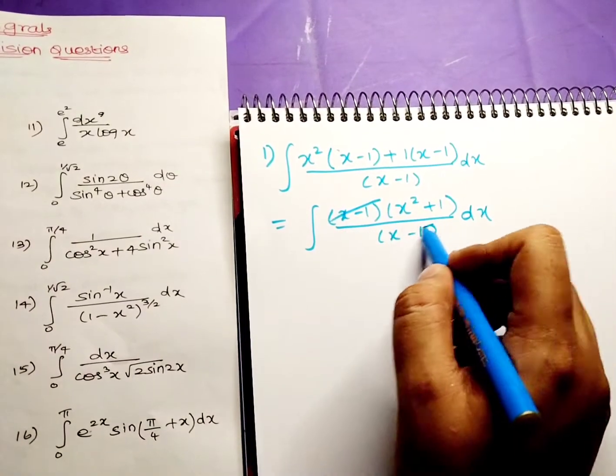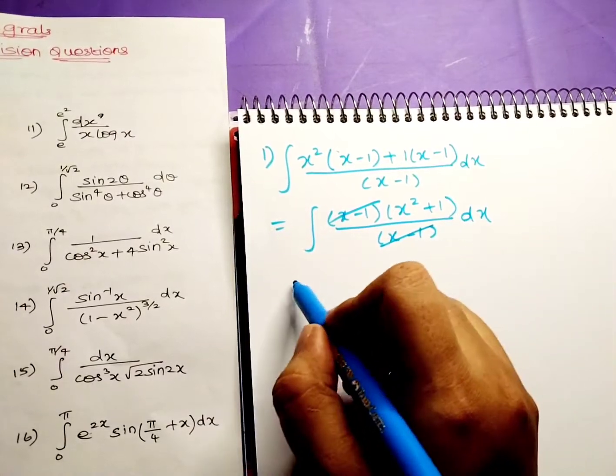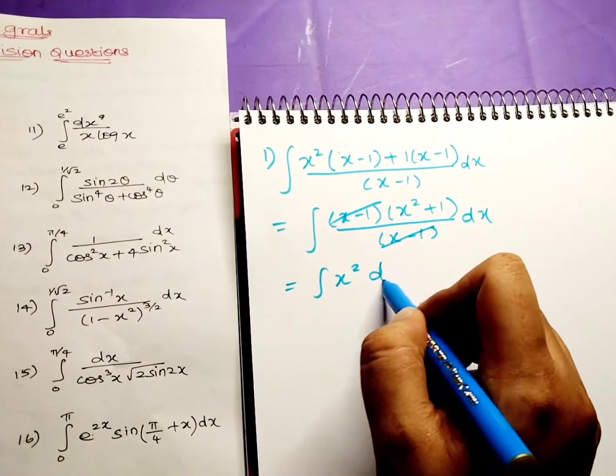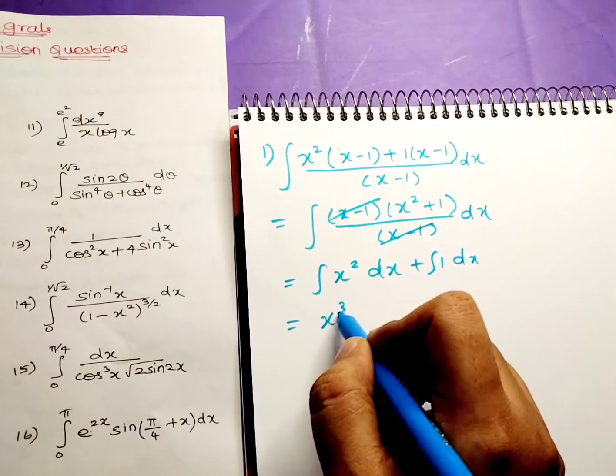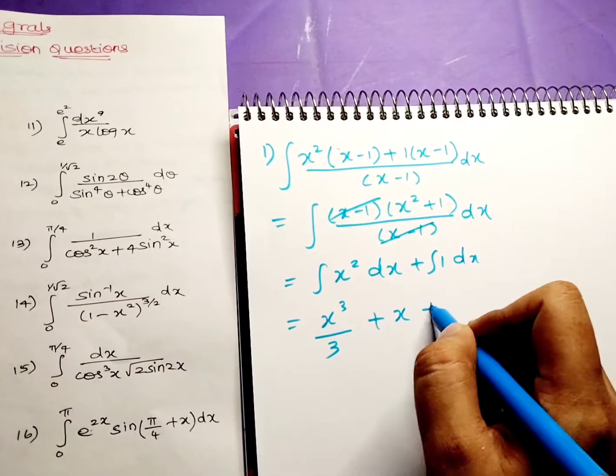So x minus 1 gets cancelled. The remaining is x square plus 1. We can integrate separately, and the answer for that is x cube by 3 plus x plus c.